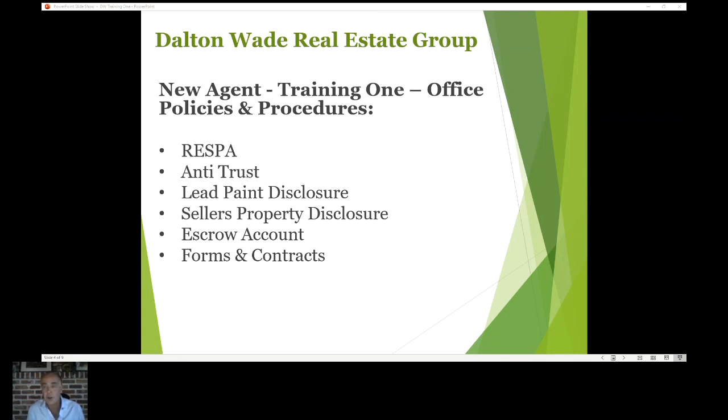Lead paint disclosure. Where I was trained up in Boston, 95% of the houses are before 1978, so pretty much every listing has a lead paint addendum attached. Here, not quite as much, but lead paint is a federal form. It needs to be filled out correctly, by the listing agent and the seller first, then completed by the buyer and the buyer's agent. There are pamphlets that have to be given to both sides.